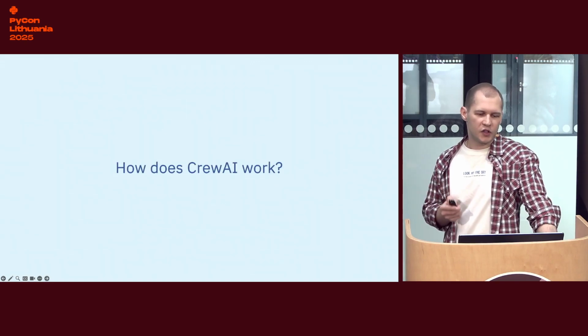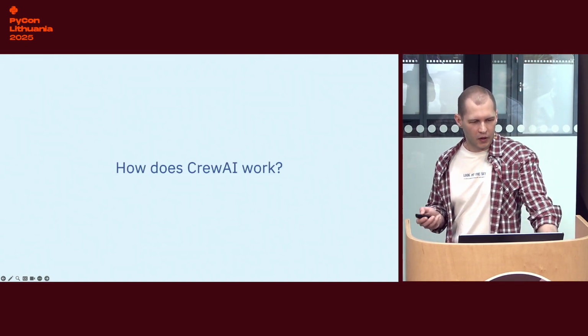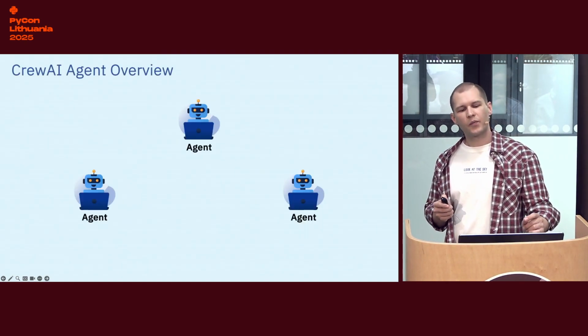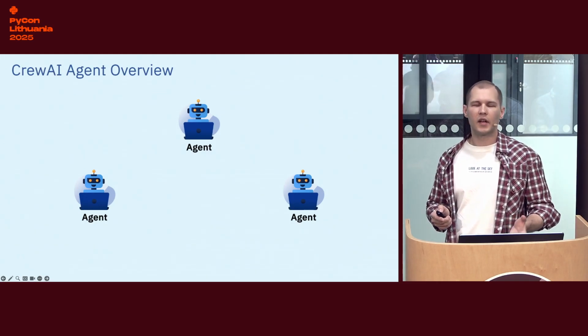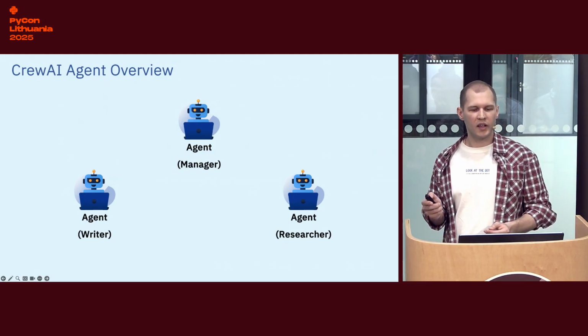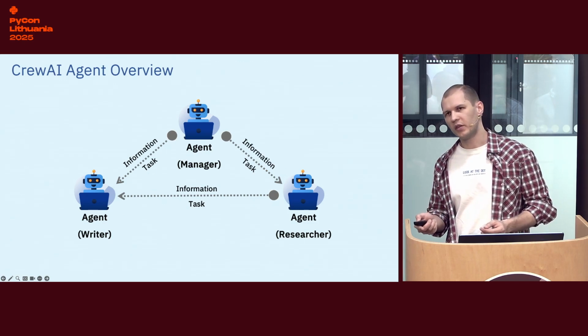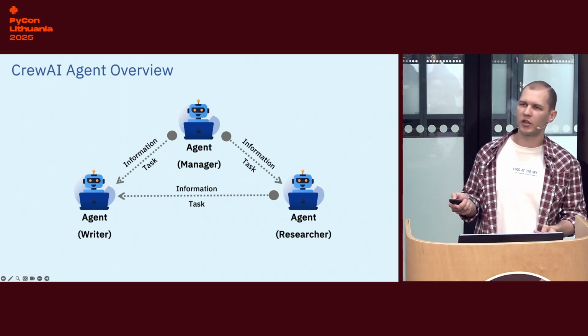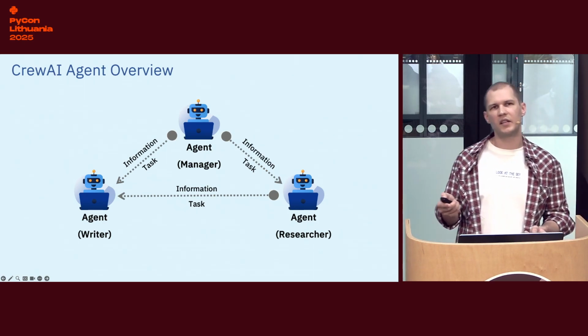And now let's check how Crew AI works. So in Crew AI, we have agents. Each agent has their own role, and these agents talk to each other. They pass information about the tasks that need to be completed.